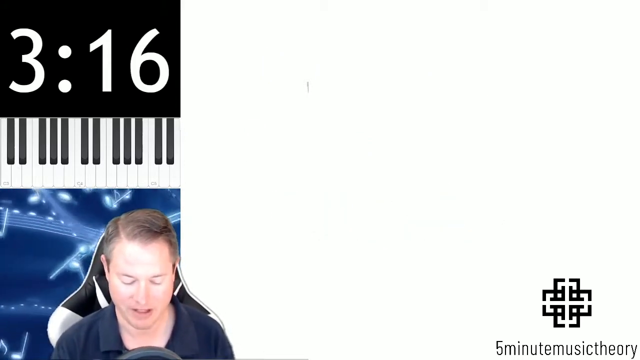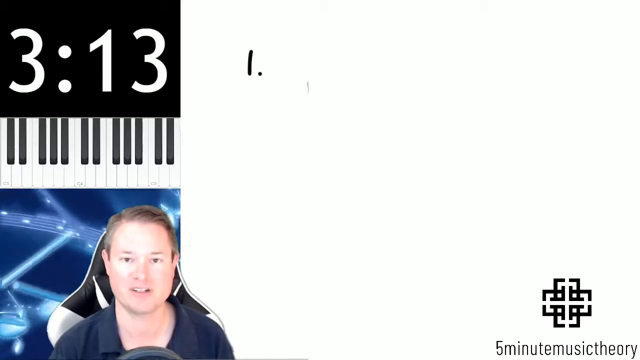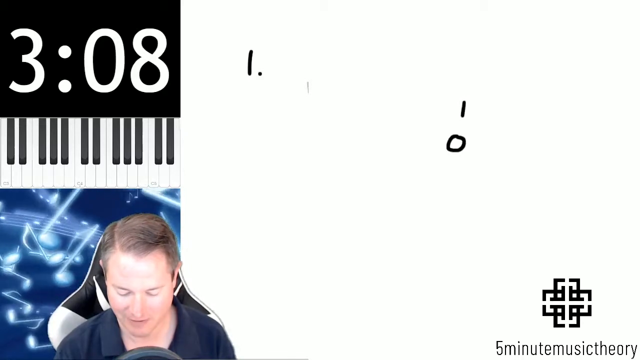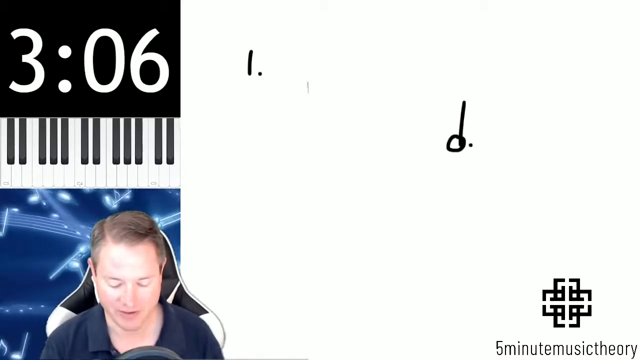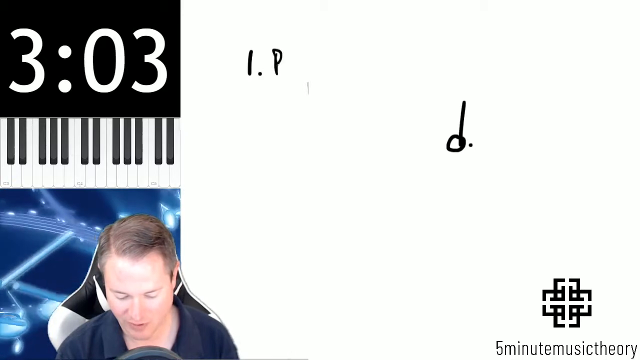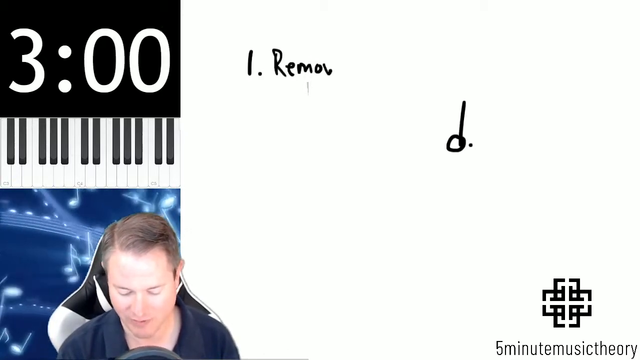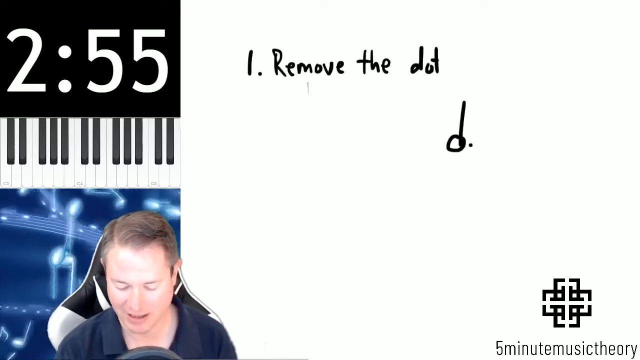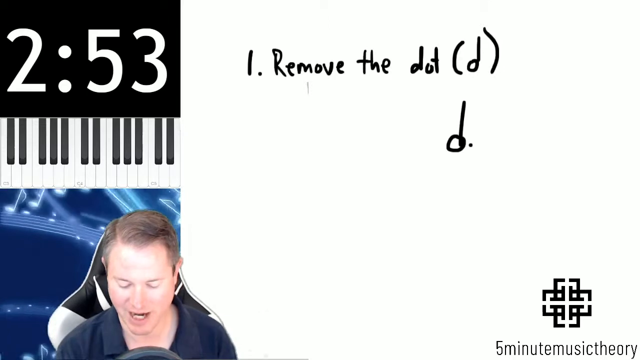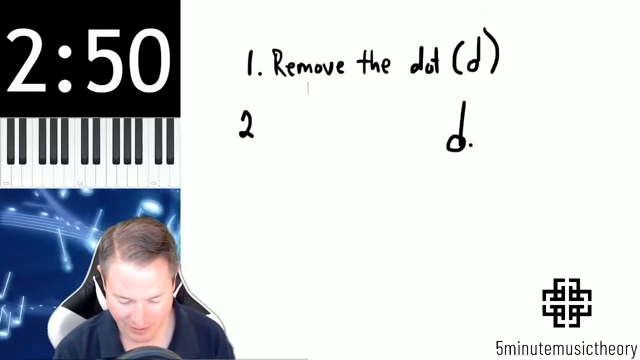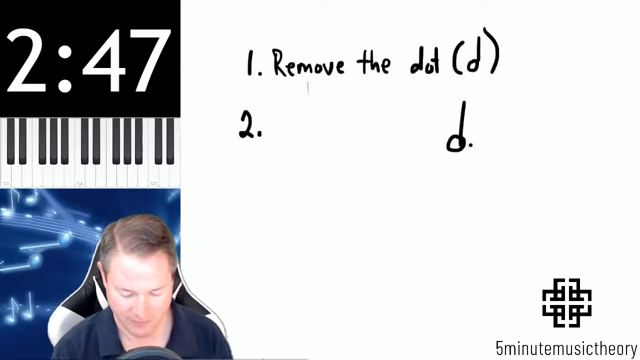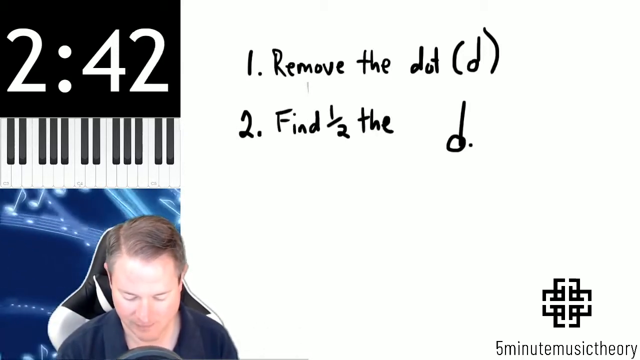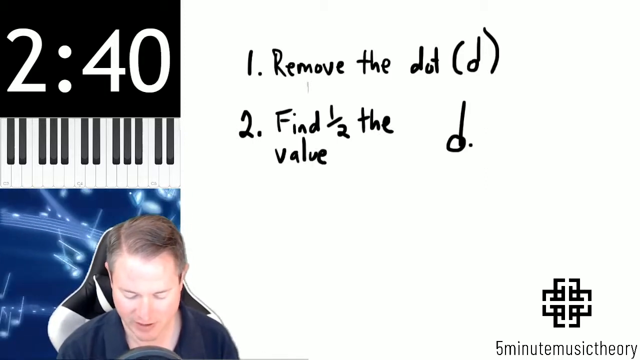There are 3 steps to it. The first step is to, well, first of all, let's take as an example a dotted half note. So there's our note. And then the first step is to remove the dot. And when I say remove the dot, I just mean to imagine what the note would be without the dot. And if we did that, we would just have a regular half note with no dot. And then step 2 is to find half the value of step 1.